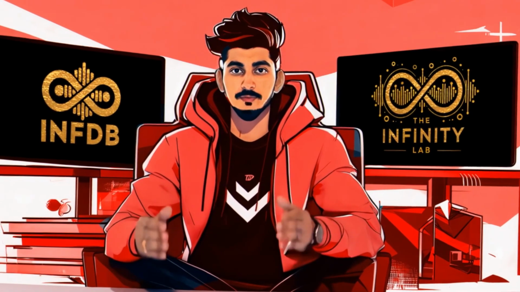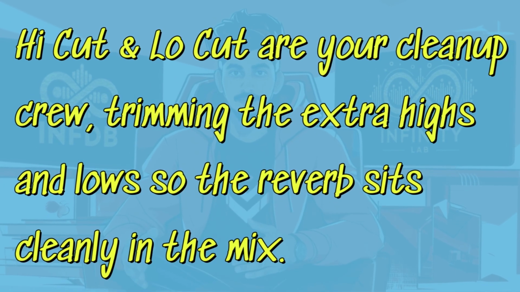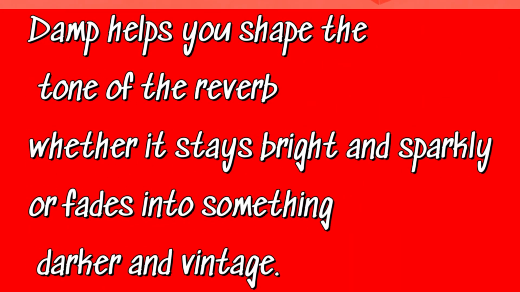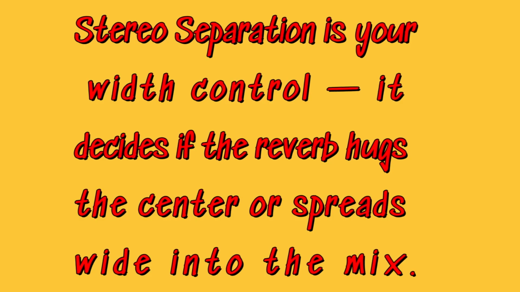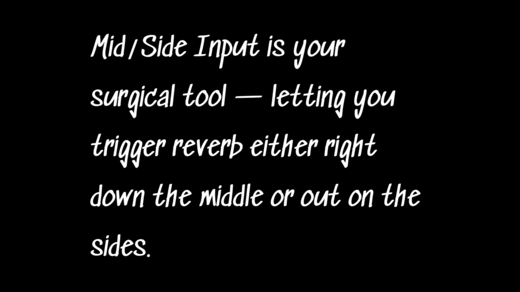Then you've got high cut and low cut. They are your cleanup crew, trimming the extra highs and lows so the reverb sits cleanly in the mix. Damp helps you shape the tone of the reverb, whether it stays bright and sparkly or fades into something darker and vintage. Stereo separation is your width control. It decides if the reverb hugs to the center or spreads wide into the mix. And finally, mid-side input is your surgical tool, letting you trigger reverb either right down the middle or out on the sides.